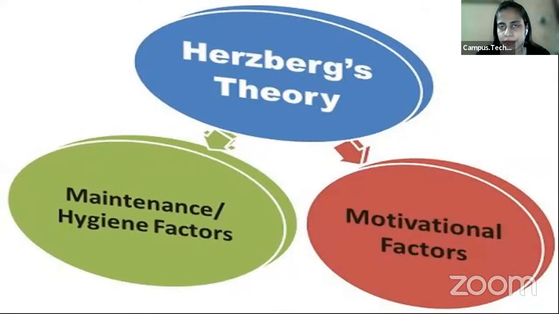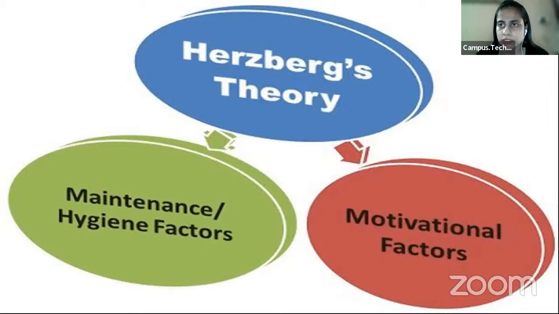Once they reach the last level, that is the fifth level in Maslow's need hierarchy theory, there is no more motivation for an individual. They have achieved everything. The last is the self-actualization need. Now, after finishing that, we started with the second theory of motivation, that was Herzberg's theory.